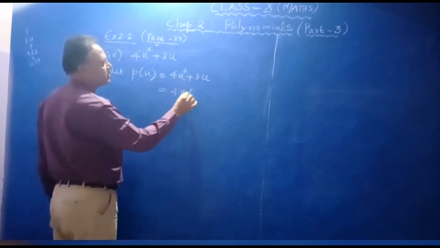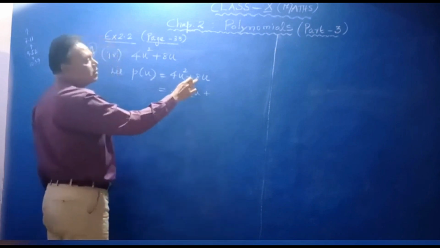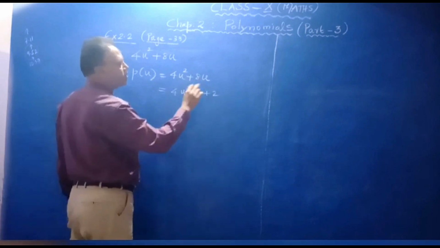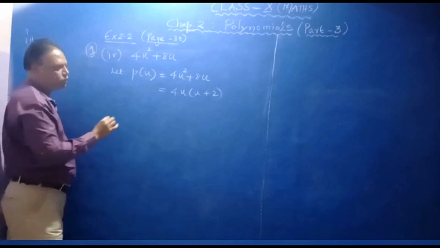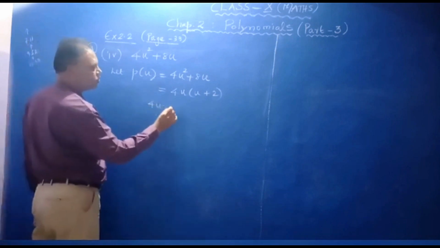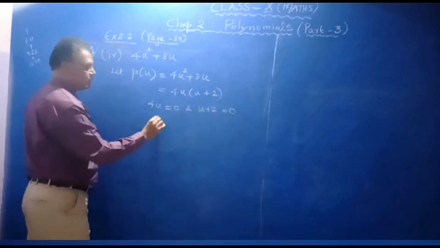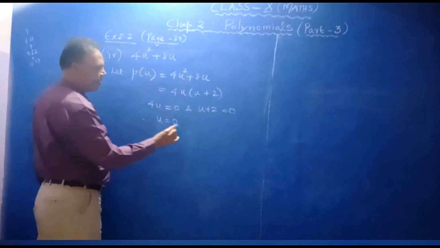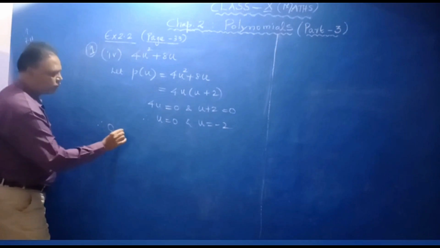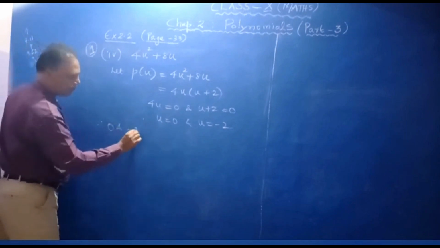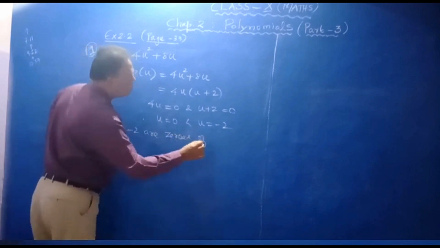What will you get? Here 4 taken common, u you will get, plus here 2, 4 taken common means 2. Here u taken common, so u plus 2. You make this polynomial 0. That means 4u equal to 0 and u plus 2 equal to 0. Therefore u equal to 0 and u equal to minus 2. Therefore 0 and minus 2 are zeros of p of u.